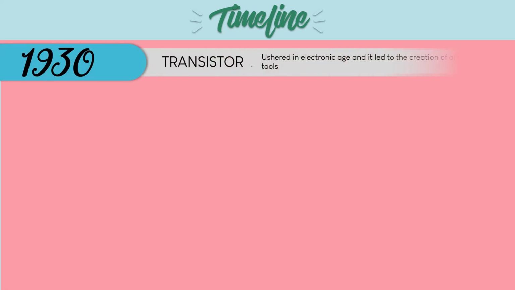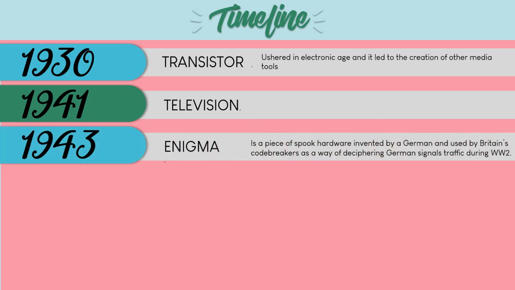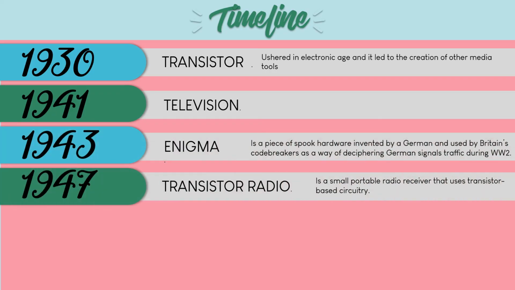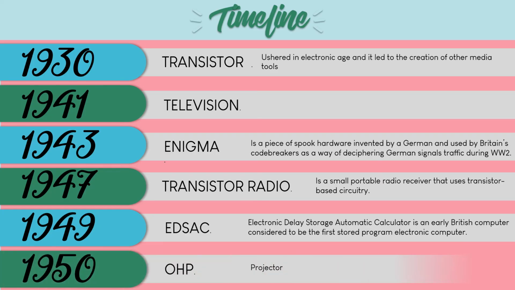Here is a timeline to further understand the electronic age. 1930, transistor. 1941, television. 1943, Enigma. 1947, transistor radio. 1949, EDSAC, or also known as Electronic Delay Storage Automatic Calculator. 1950, OHP, or also known as overhead projector.